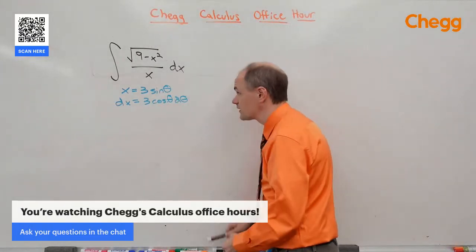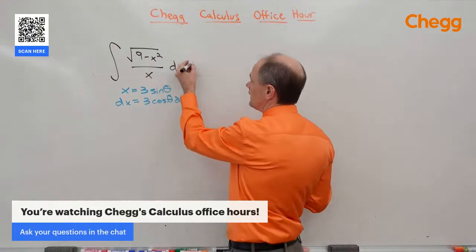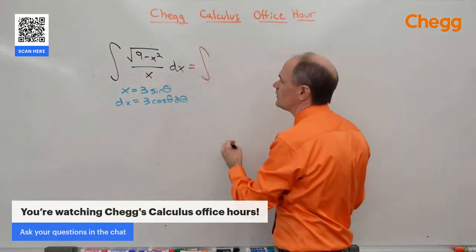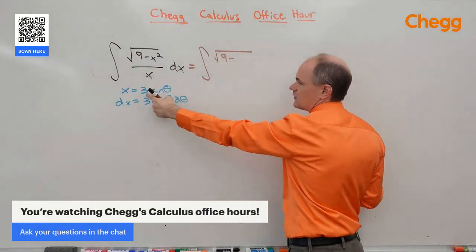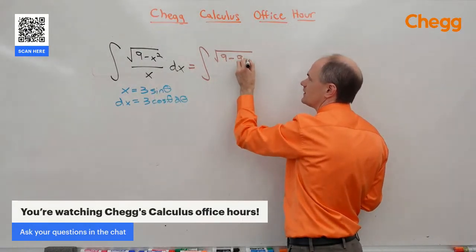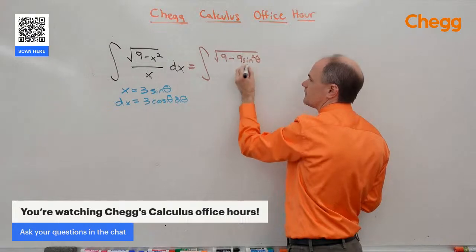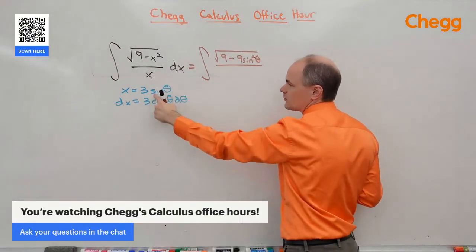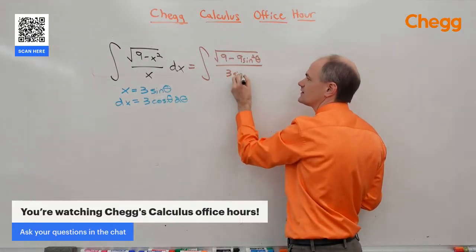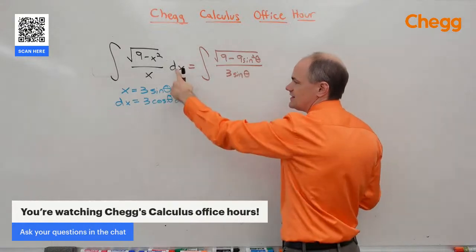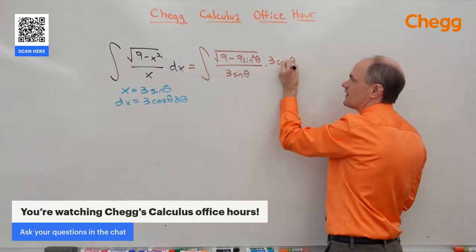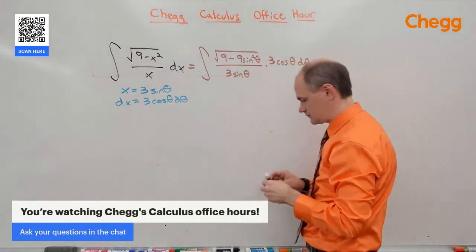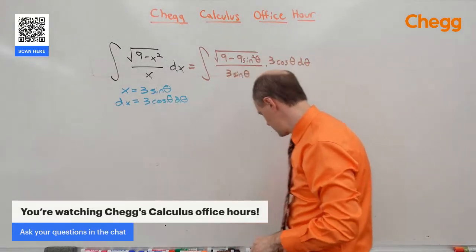All right. So this integral then is going to become the integral of the square root of 9 minus x squared. Well, x squared is going to be 9 sine squared of theta, all over the x. Well, x is 3 sine of theta, dx, which is going to become 3 cosine theta d theta.